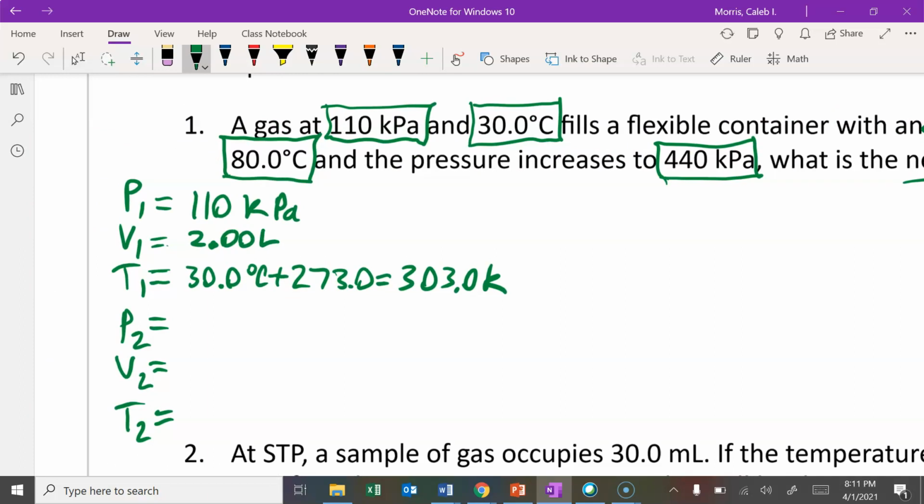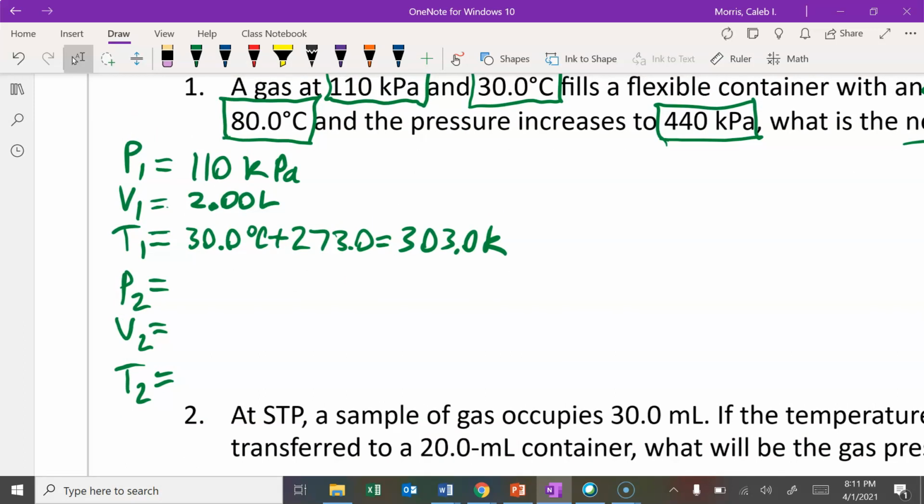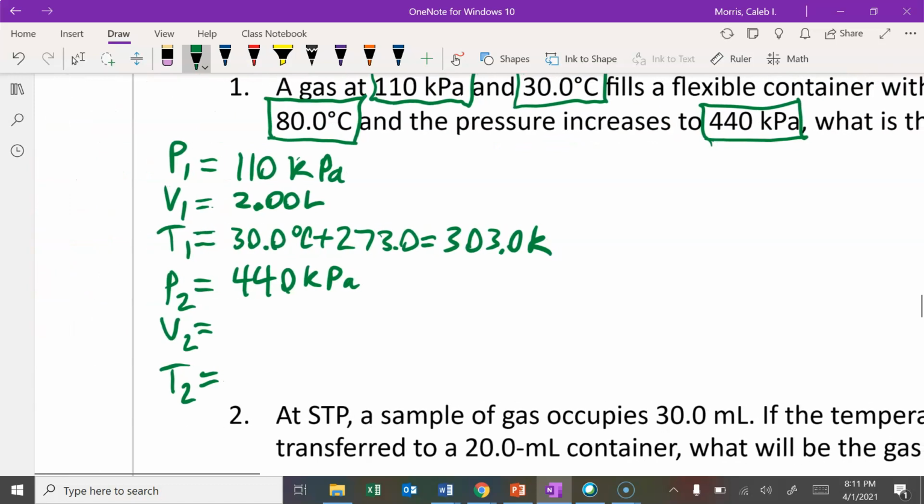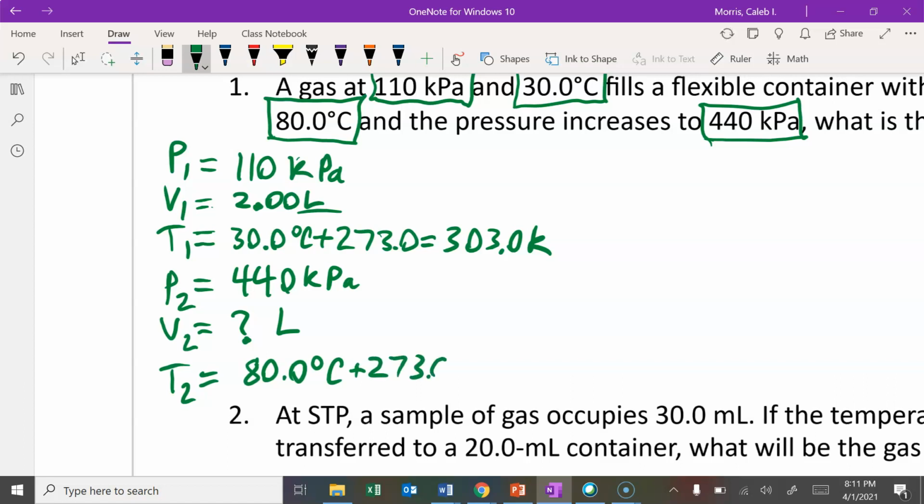And now we want to look at our change. What is the new pressure, volume, and temperature? Well, the new pressure is 440 kilopascals. We want to check and make sure our units match. They do here, kilopascal, kilopascal. V2, what's the new volume? That's what I'm looking for, the new volume. So this is unknown, but I know that the units are going to be liters because that's the units I have up here. And then T2 is 80.0 degrees Celsius. And we're going to add 273 in order to get Kelvin. I have 353.0 Kelvin.